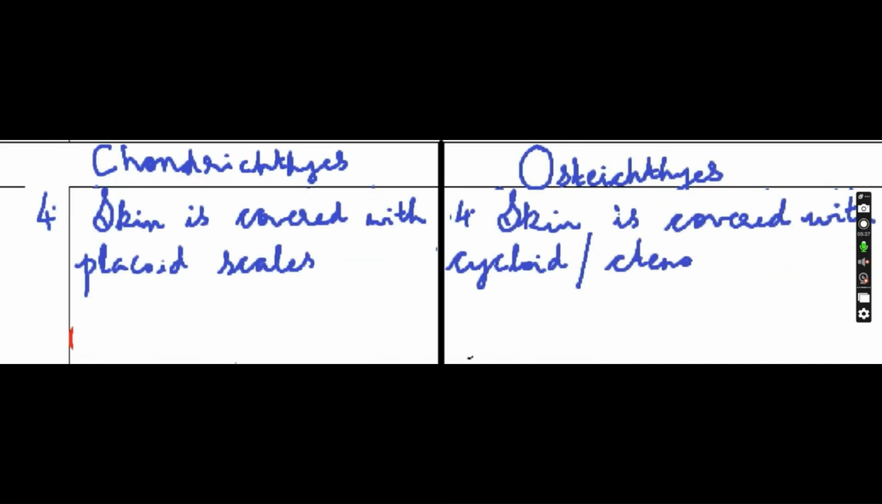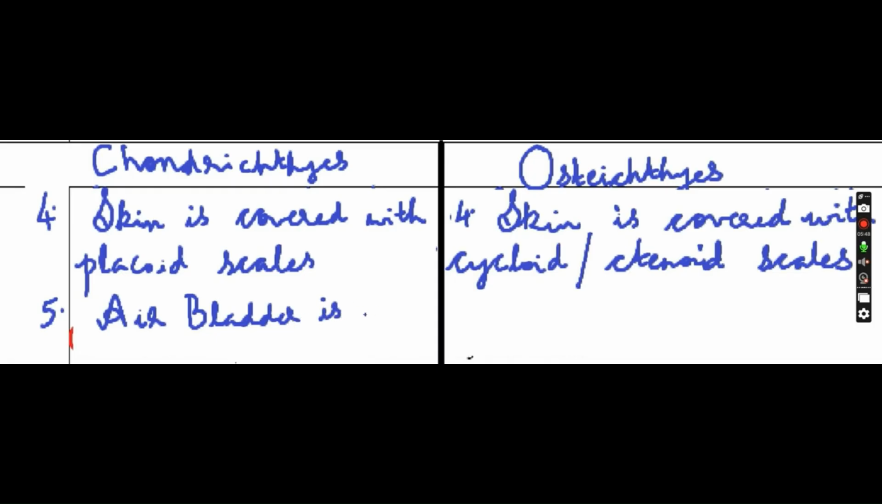The fourth difference is that in Chondrichthyes the skin is covered with placoid scales, whereas the skin is covered with cycloid or ctenoid scales in case of Osteichthyes. And the fifth difference is that air bladder is absent in case of Chondrichthyes, whereas air bladder is present in case of Osteichthyes. So since air bladder is absent in Chondrichthyes, they have to constantly swim.